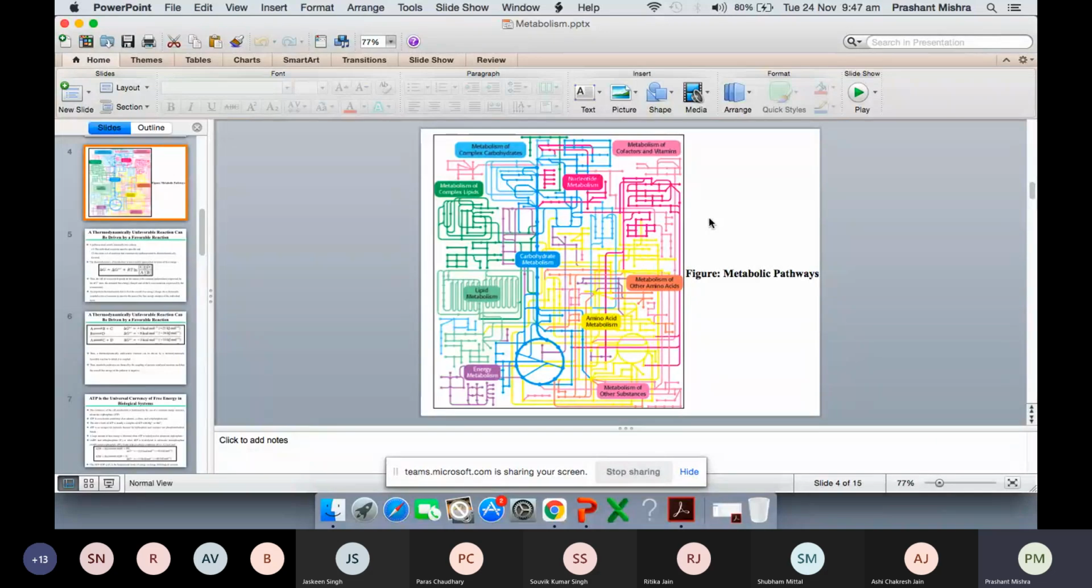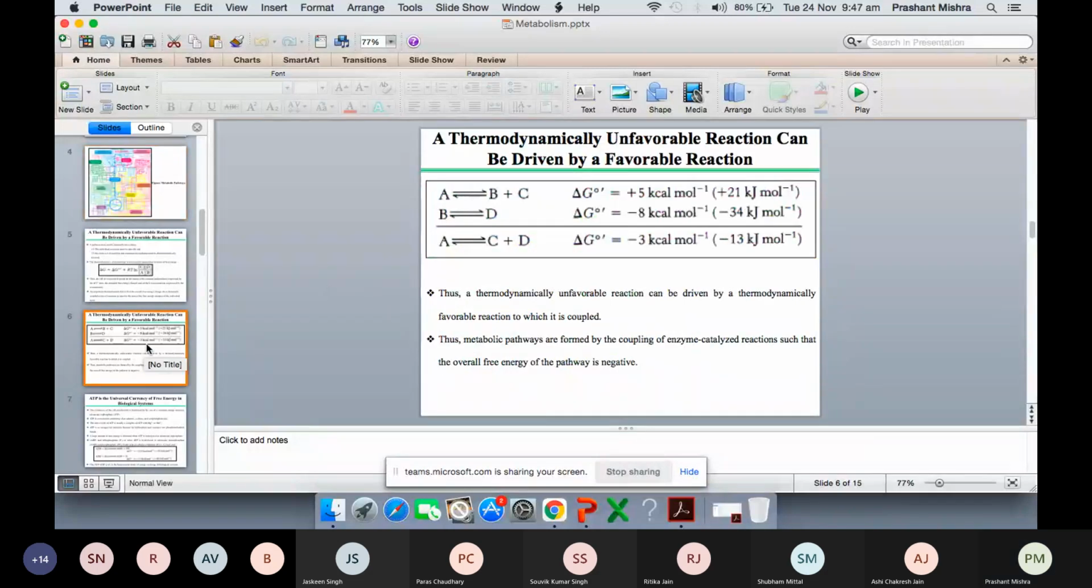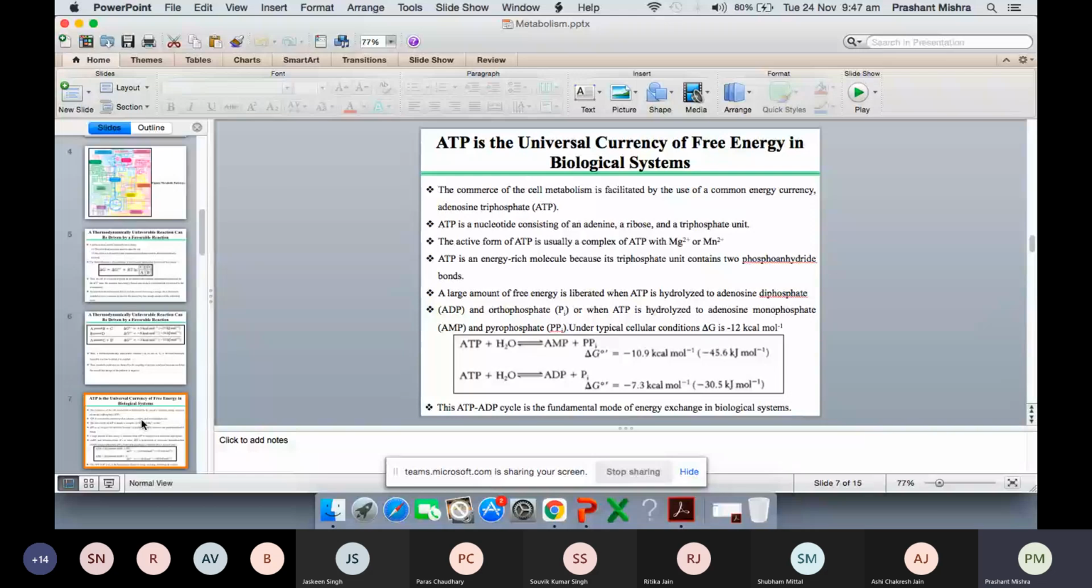And that is why the delta G of ATP hydrolysis has been chosen, which is the intermediary in a set of biomolecules having high energy capability. You have seen that an unfavorable reaction can be converted or driven by a favorable reaction. You have also learned that ATP is the universal currency.